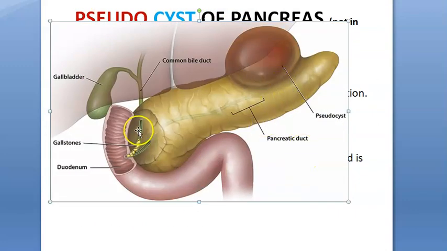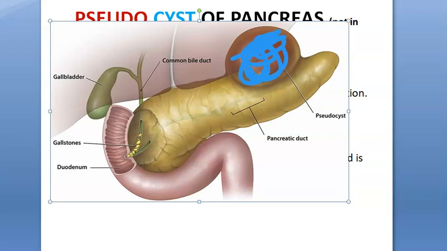So here you can see this is the pancreas in yellow, and above it you have a pseudocyst which they have shown here. So this pseudocyst contains what? It contains amylase rich fluid.